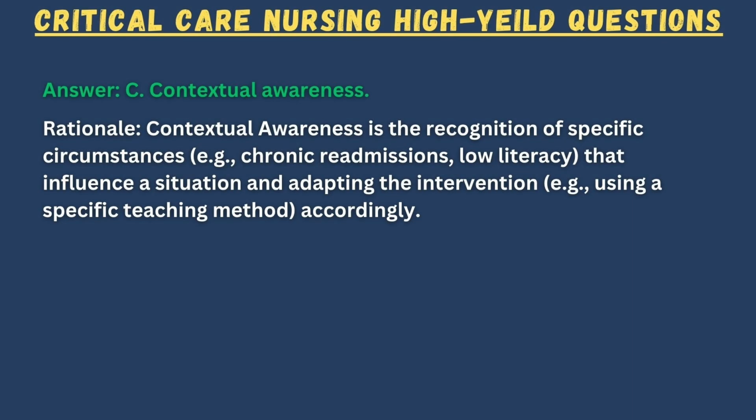Answer: C. Contextual awareness. Rationale: contextual awareness is the recognition of specific circumstances, e.g., chronic readmissions, low literacy, that influence a situation and adapting the intervention, e.g., using a specific teaching method accordingly.